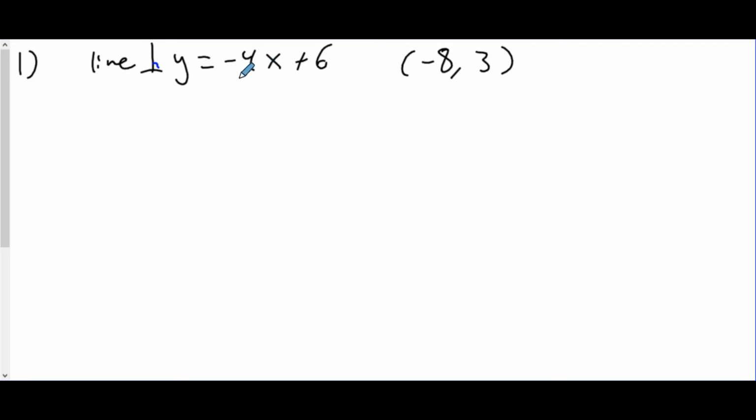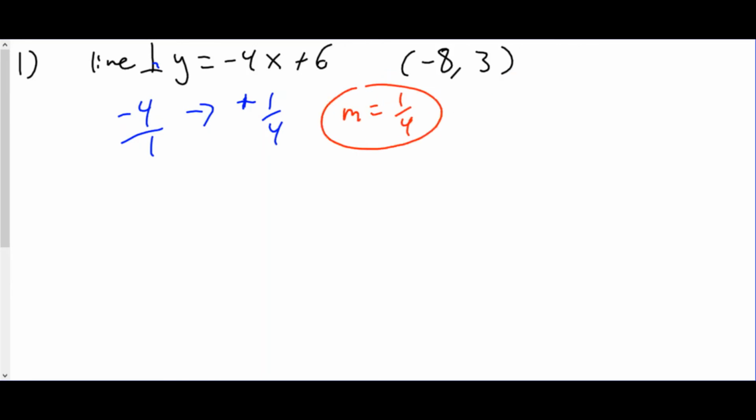So I'm starting with the slope of -4. I need the opposite reciprocal. So opposite means changing the sign. Since this slope is negative, my new slope has to be positive, and then flip the fraction. But wait a second, this isn't a fraction. How can I turn an integer into a fraction? Well, I can put it over 1. So then the reciprocal of 4 over 1 is 1 over 4. So my slope is positive 1/4.